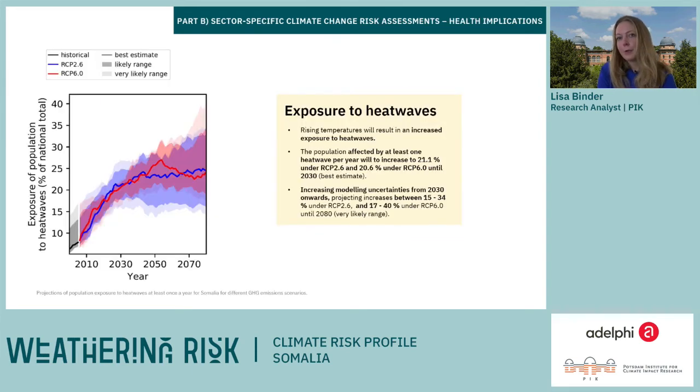I will now turn towards health impacts. Generally, rising temperatures and the increase in the number of very hot days will have severe health implications. This plot shows the exposure of Somalis to heat waves at least once a year. As we can derive from it, the population affected by at least one heat wave a year is projected to increase to over 20% until 2030 under both scenarios. This rapid increase will slow down quickly after 2030. However, modeling uncertainty will also increase from 2030 onwards.